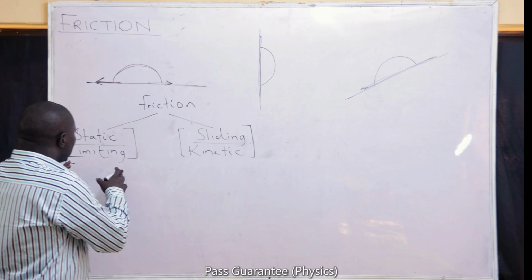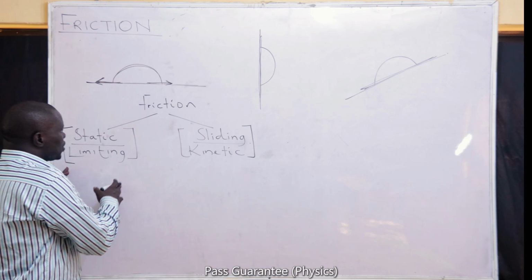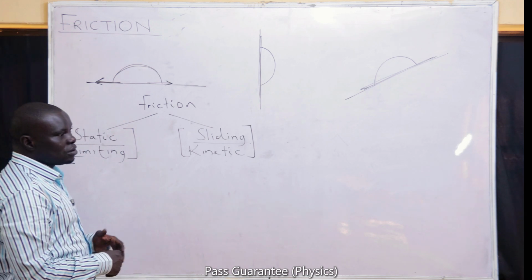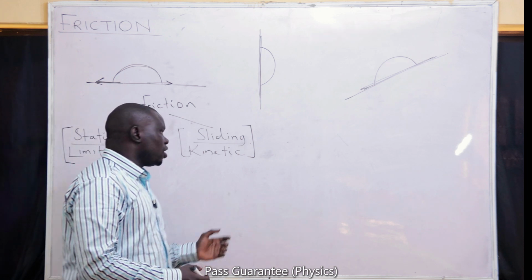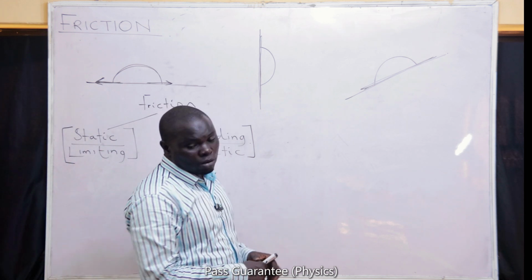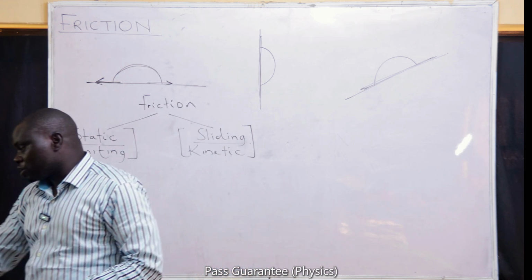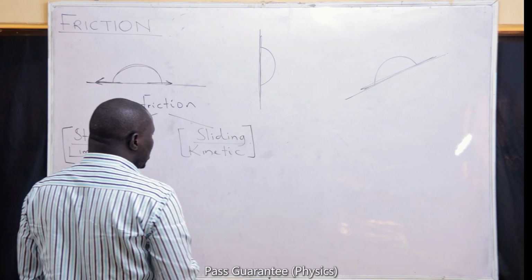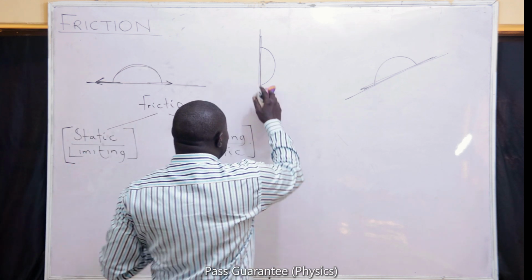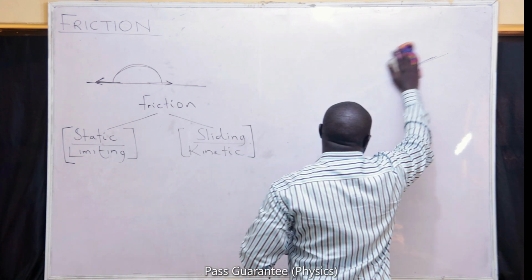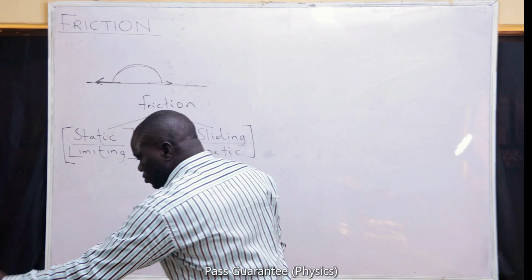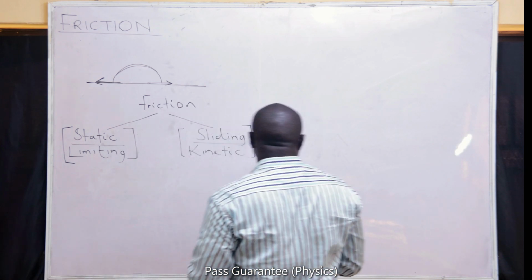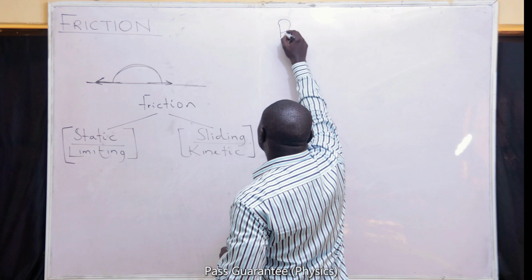So static friction is a frictional force that must be overcome before an object can begin to move, while sliding friction is a friction that must be overcome before an object can continue to move over the surface. And there are so many characteristics, or properties of friction, that we can talk about. Properties of friction.